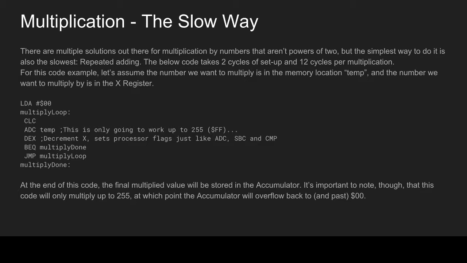At the end of the code, the final multiplied value will be stored in the accumulator. It's important to note, though, that this code will only multiply up to 255, at which point the accumulator will overflow back to and past 0.